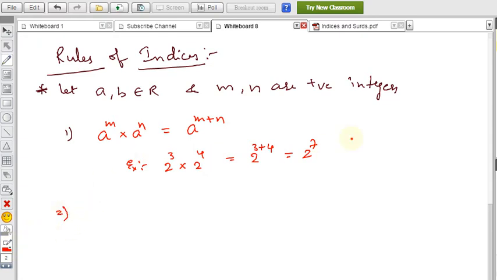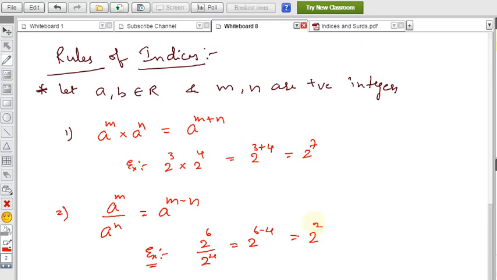Now, a to the power m by a to the power n is a to the power m minus n. That is, if it is division, you subtract. Like 2 to the power 6 by 2 to the power 4: 2 to the power 6 minus 4, that is 2 to the power 2. Second one.